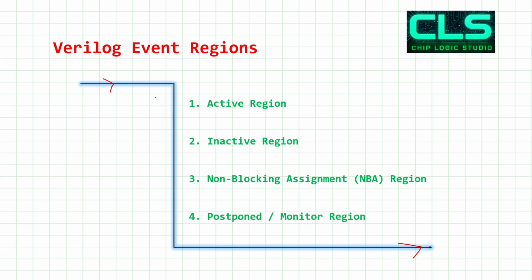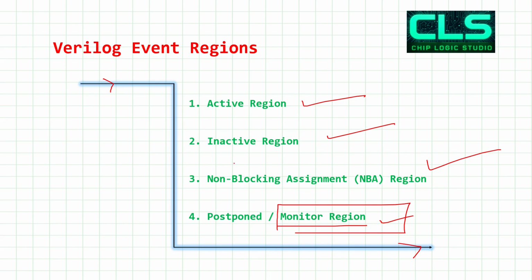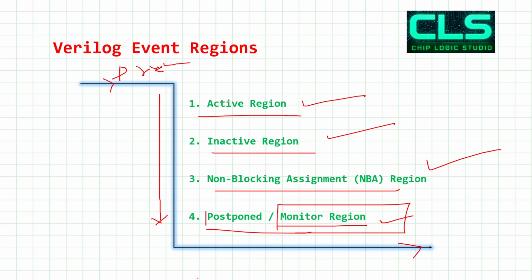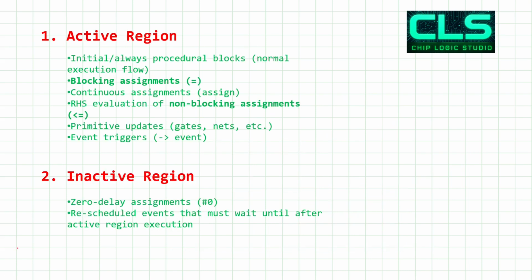Now the logic is that this block will start, and after completion of all regions we go to the next block. Between them there are four regions: active region, inactive region, NBA region, and monitor region or postponed region. Mostly we call it the monitor region in Verilog. Before that there is also a preponed region, but mostly we don't consider it. We directly say there are only four regions, so stick to the four. If someone asks about the preponed region, you can say there is one, but it has no importance for now. So we need these four regions: active, inactive, NBA, and postponed. We will see these regions one by one, and understand which statements or blocks execute in specific regions. This is our whole concept of event regions.